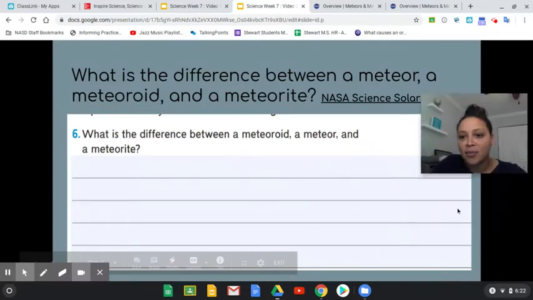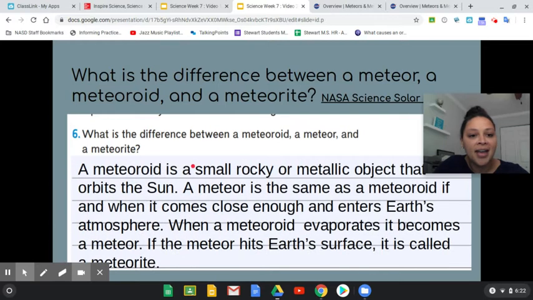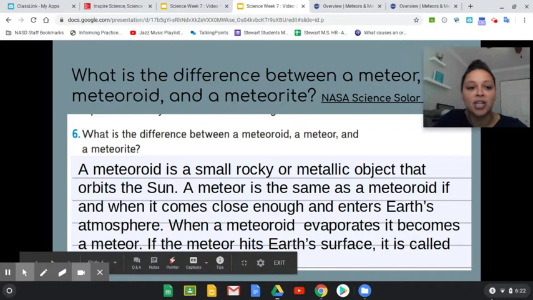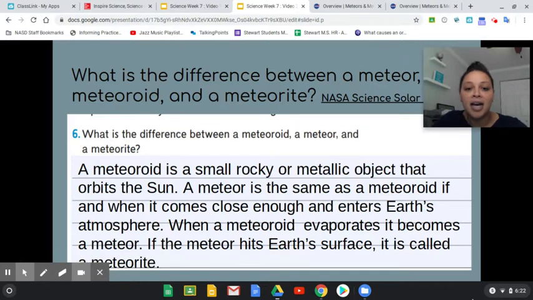To summarize what we learned between the difference between the three, okay, basically a meteoroid is a small rocky or metallic object that orbits the sun. A meteor is the same as a meteoroid if and when it comes close enough and enters Earth's atmosphere. When a meteoroid evaporates, it becomes a meteor. And if the meteor hits Earth's surface, it is then a meteorite.